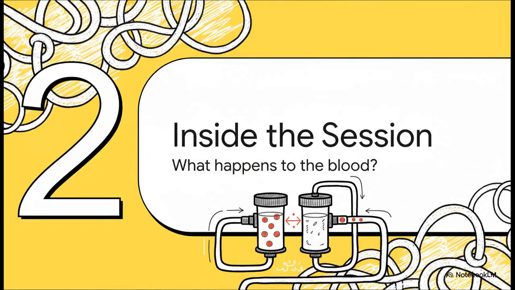So, you've placed the order, Mr. Lim is all hooked up, and the machine is running. What is actually happening to his blood as it's circulating through that dialyzer? What are the fundamental principles at play here?